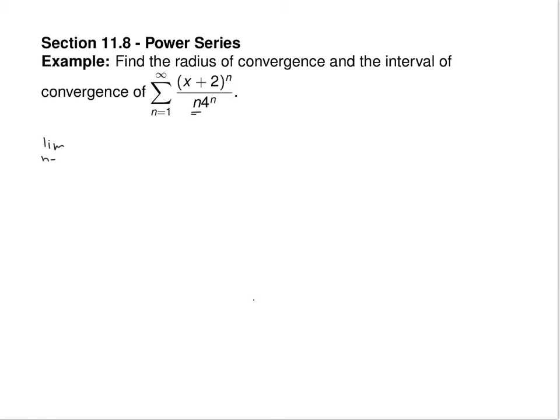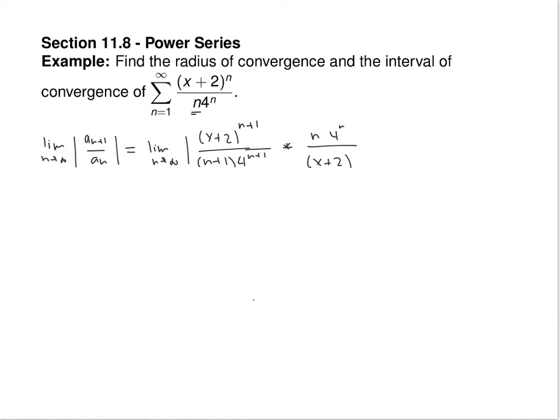So find the limit as n goes to infinity of a_(n+1) over a_n. So we have (x+2)^(n+1) over (n+1) times 4^(n+1), multiplied by n times 4^n over (x+2)^n. Now you're left with a singular x+2, an n in the numerator, a 4, and an n+1 in the denominator.